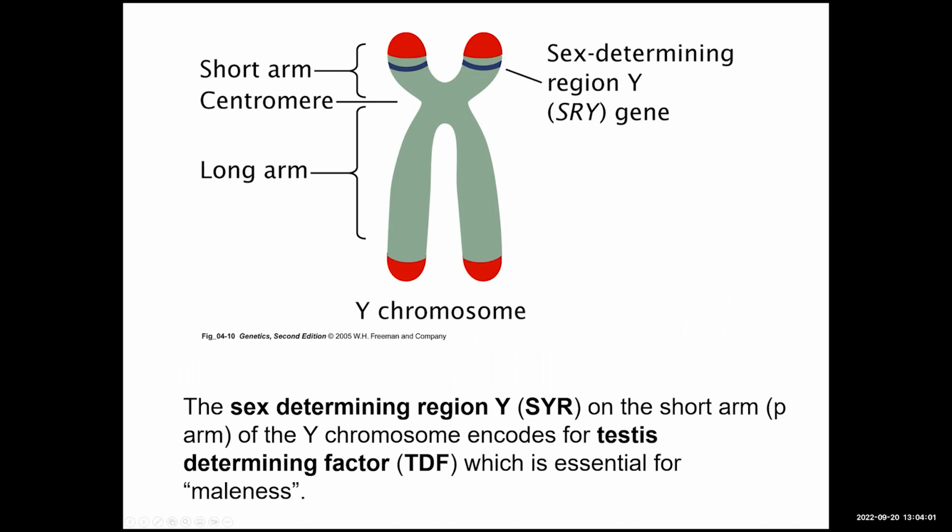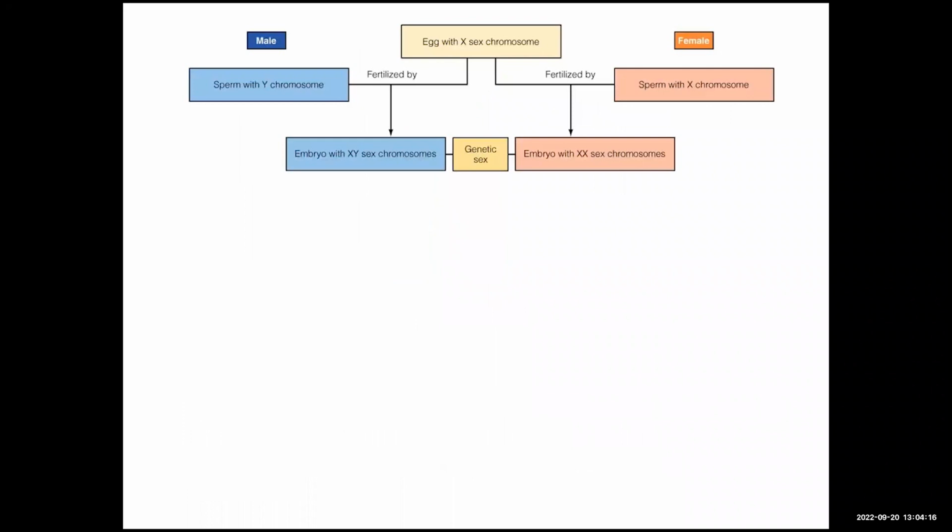The SRY gene is also sufficient for maleness. This means that when it is expressed away from the Y, the individual will still be male. For example, if you start with an egg with an X sex chromosome, if it's fertilized by a Y sperm, it will be male. If it's fertilized by an X sperm, it will be female. This is your genetic sex. XX is female, XY is male.